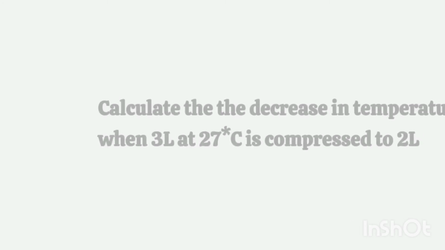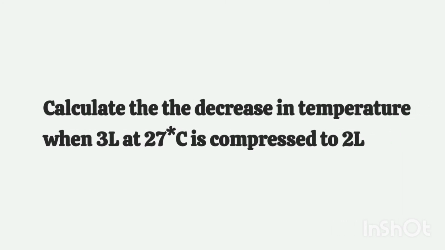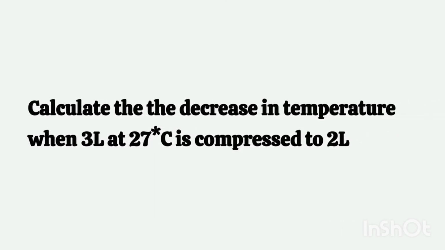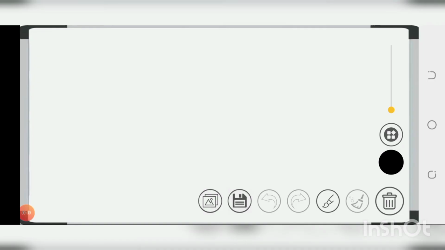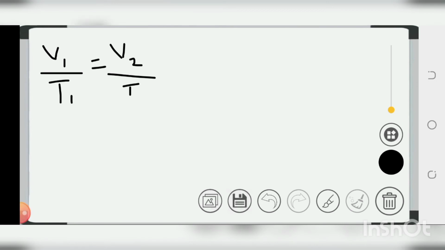The next question is, calculate the decrease in temperature when 3 liters at 27 degrees Celsius is compressed to 2 liters. What do you do? Of course, our formula again. V1 over T1 equal to V2 over T2. V1 is equal to what? V2 is... you write out your parameters, the values given.